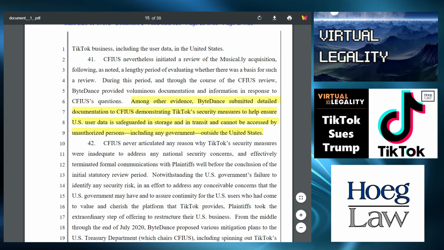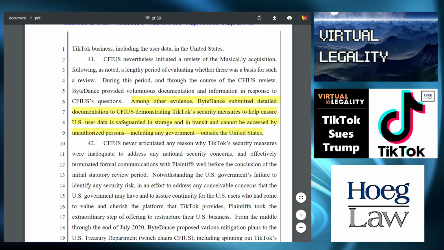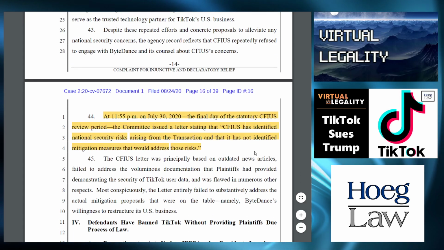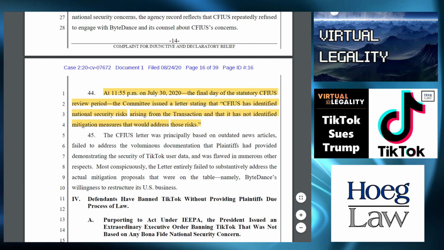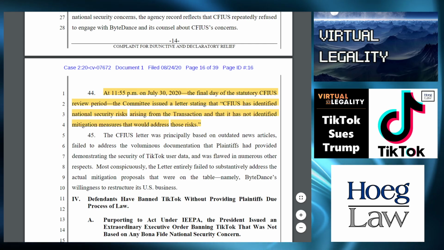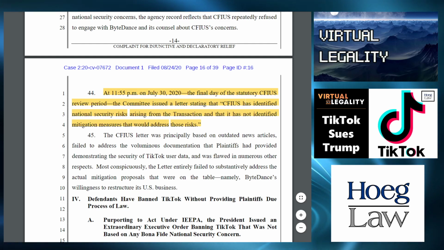CFIUS nevertheless initiated a review of the Musical.ly acquisition. Among other evidence, ByteDance submitted detailed documentation to CFIUS demonstrating TikTok's security measures to help ensure U.S. user data, as we talked about above. At 11:55 p.m. on July 30th, 2020, the final day of the statutory CFIUS review period, the committee issued a letter stating that CFIUS has identified national security risks arising from the transaction and that it has not identified mitigation measures that would address those risks.